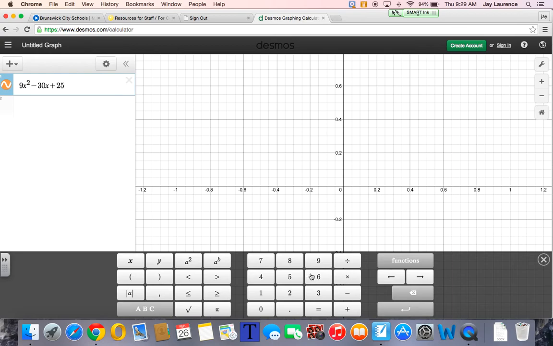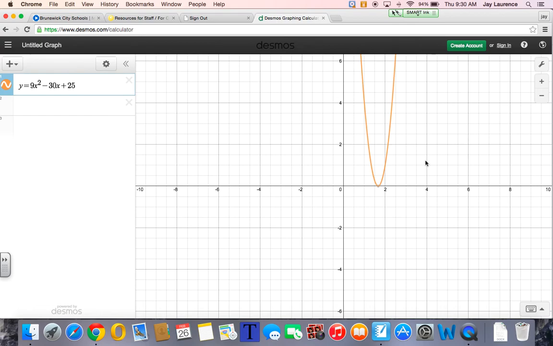Uh-oh, I don't see the parabola. Maybe if I put a y equals in front. Oh, I know, I'm zoomed in too far. I'm looking at the wrong part of the graph. Let's default zoom. There we go. Yeah, I was looking at the wrong part of the graph.